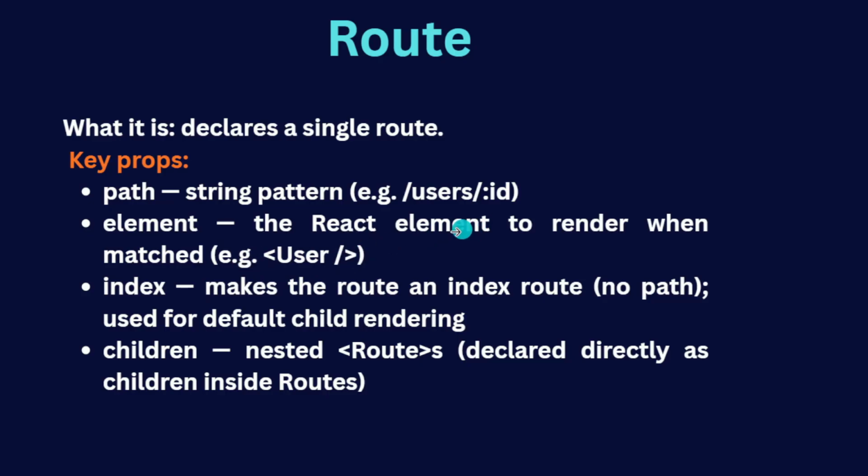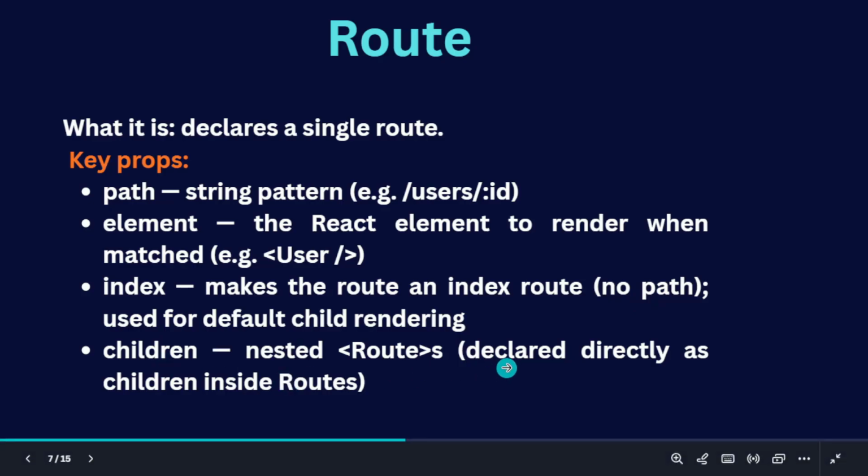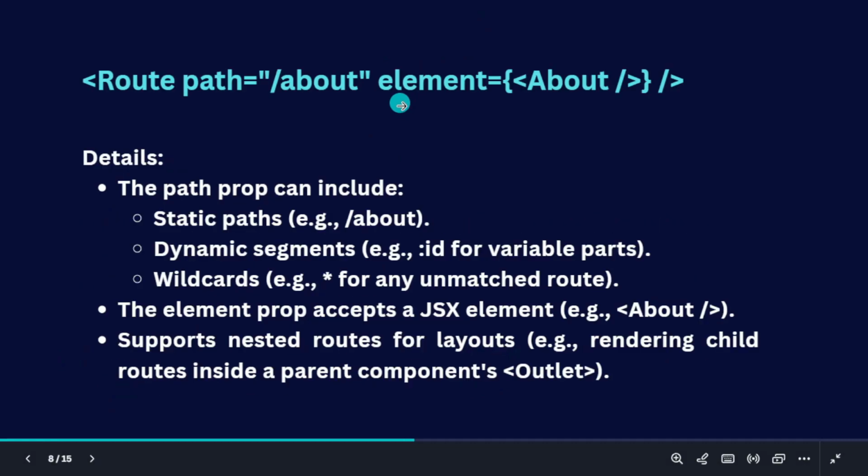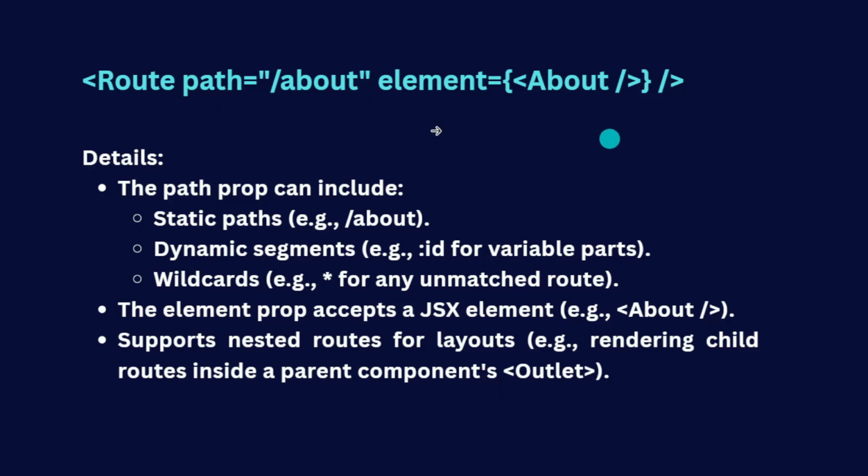But if you use component, if you don't close this, it doesn't matter. But for element, we have to close these things. An index makes the route an index route, no path. And then children, nested routes, declare directly as children inside route. This is the route, and this is the element. So this is the path about, and this is the element.